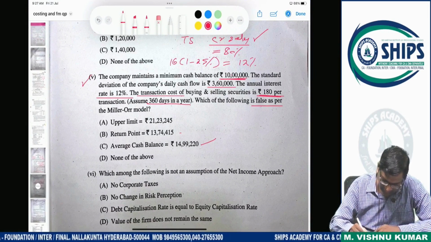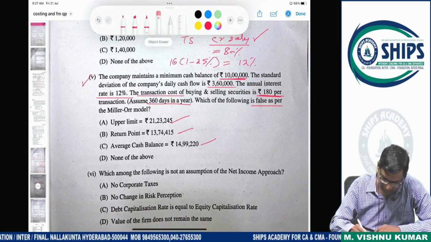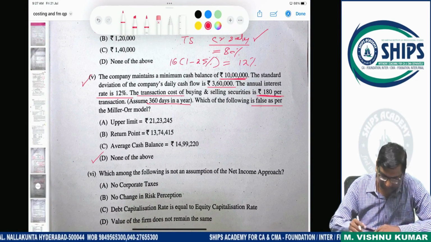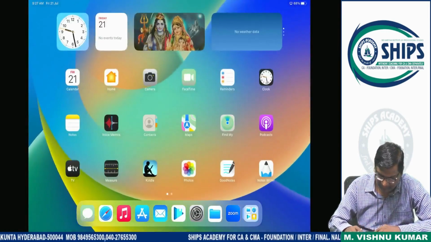See, average is also not matching. This is also not matching. This is also not matching. So answer is none here. Answer is none here. Okay.